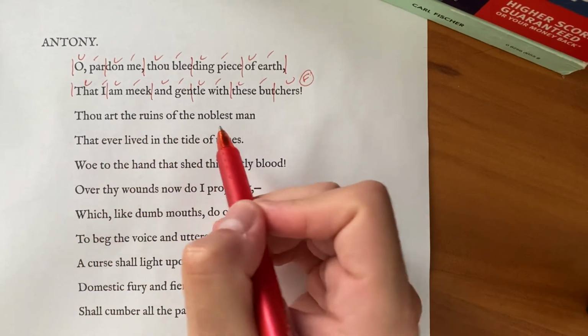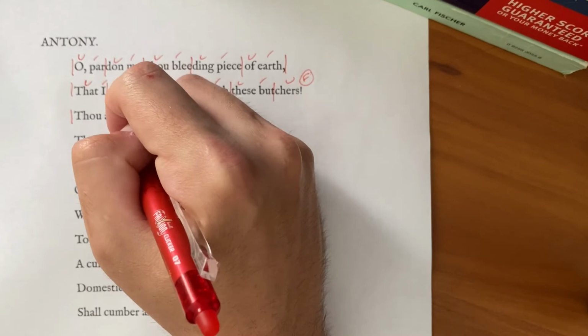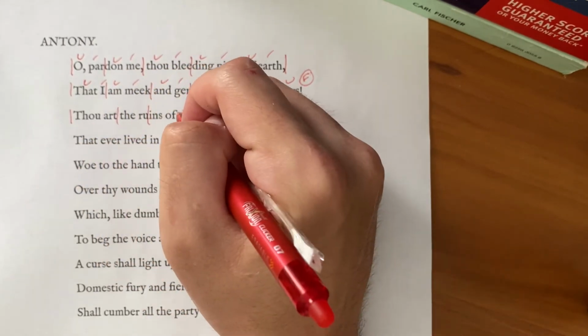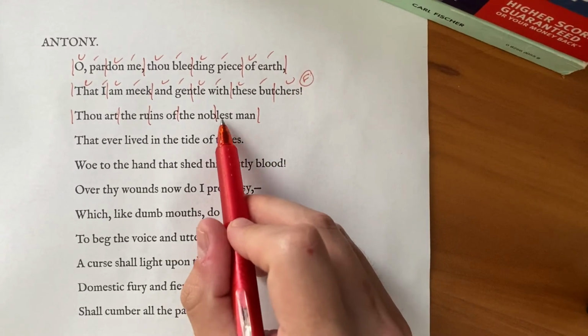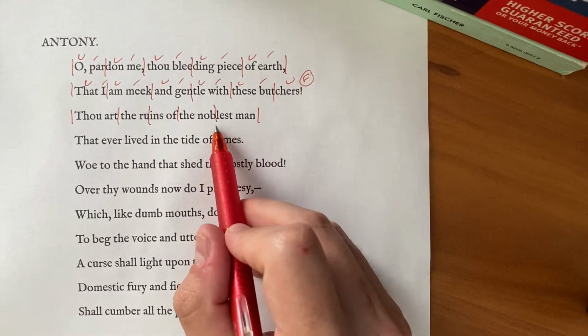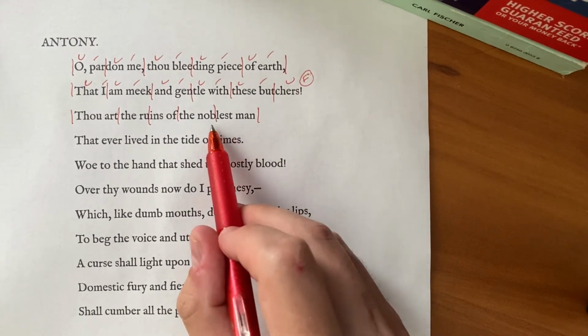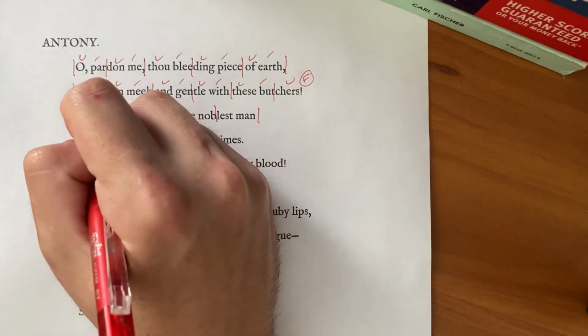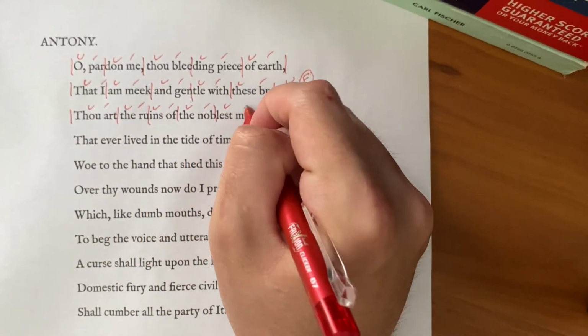"Thou art the ruins of the noblest man." That seems like regular iambic. Art the ruins of the noblest man. So I know here that there's an elision. We're not going to say noblest. That's too many syllables to fit into a regular line of verse. So I just elided this right here. Thou art the ruins of the noblest man. Great.